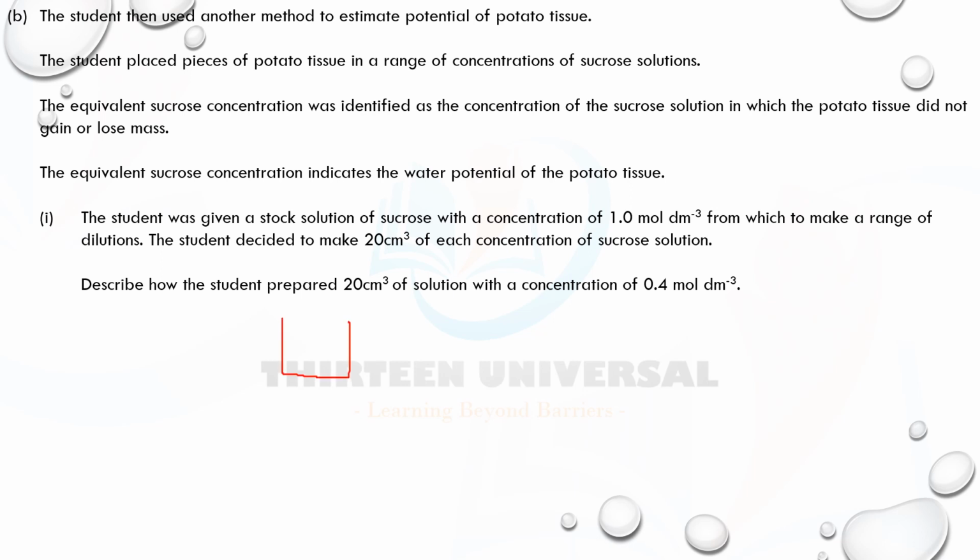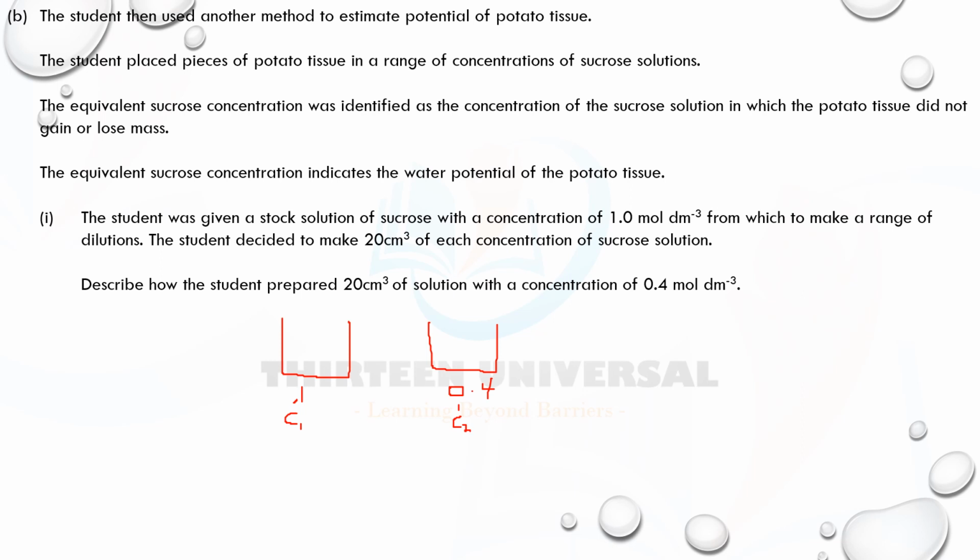Okay, this is the first one, which is 1.0 mole per dm cube. That's the first concentration. This is the second concentration, which is 0.4 mole per dm cube. So we want to use 1.0 to produce 0.4. This is the initial concentration, that's my C1. Now this is the final concentration, that's the C2. C1 is the concentration you are using to produce another concentration, or the concentration of the stock solution. Do you get?